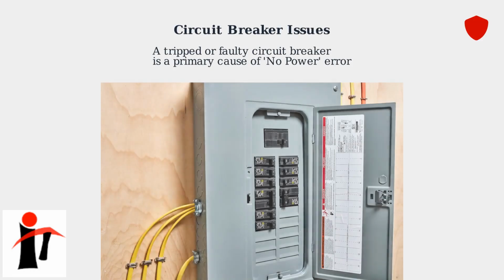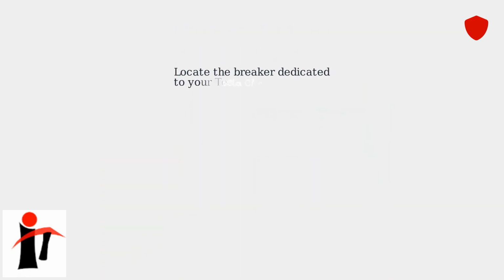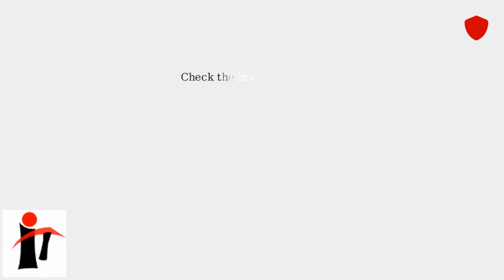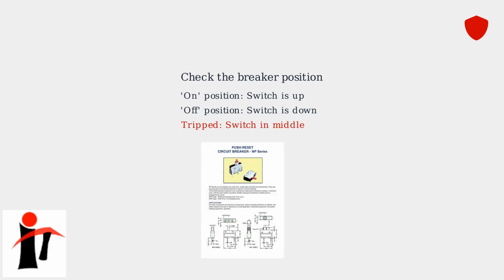A tripped or faulty circuit breaker is a primary cause of the no power error in Tesla charging. This occurs when the breaker protecting your charging circuit has been interrupted. First, locate the circuit breaker in your electrical panel that's specifically dedicated to your Tesla charger. This breaker protects the circuit from overloads and should be clearly labeled. Ensure the breaker switch is in the on position, which is typically the up position. If it's in the down or middle position, it may be off or tripped.